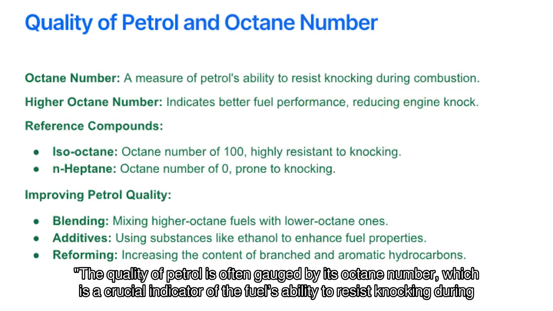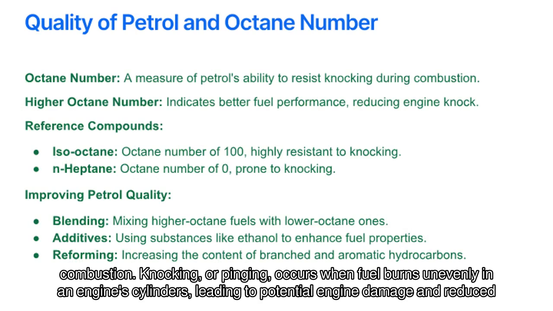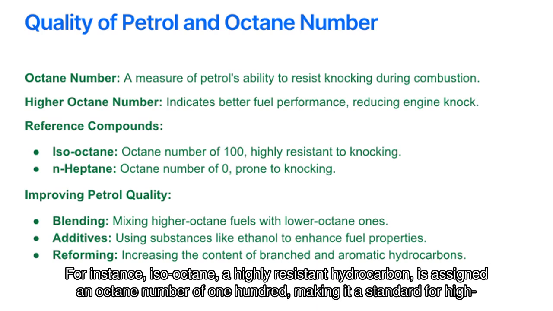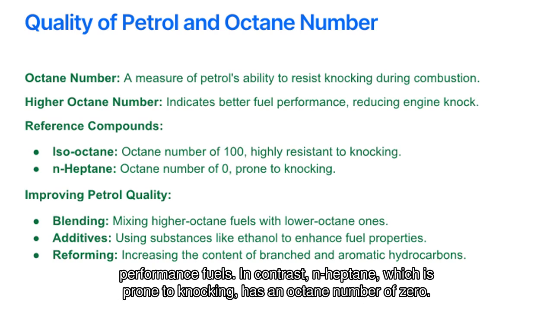The quality of petrol is often gauged by its octane number, which is a crucial indicator of the fuel's ability to resist knocking during combustion. Knocking, or pinging, occurs when fuel burns unevenly in an engine's cylinders, leading to potential engine damage and reduced performance. A higher octane number implies better resistance to knocking, ensuring smoother engine operation and improved fuel efficiency. For instance, isooctane, a highly resistant hydrocarbon, is assigned an octane number of 100, making it a standard for high-performance fuels. In contrast, N-heptane, which is prone to knocking, has an octane number of 0.